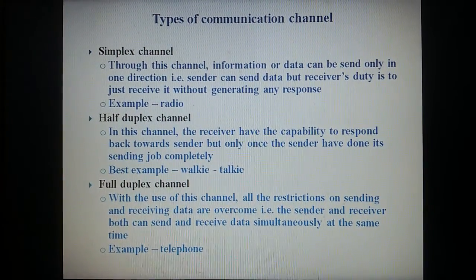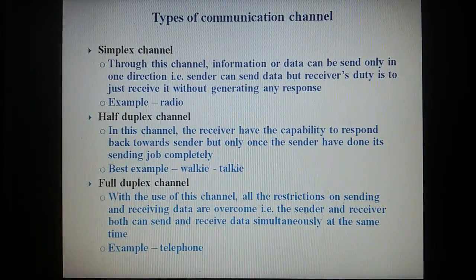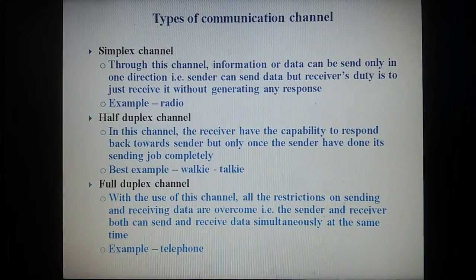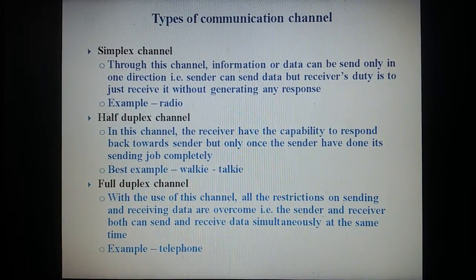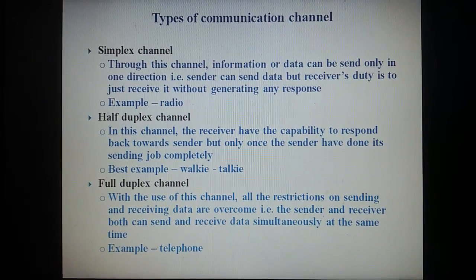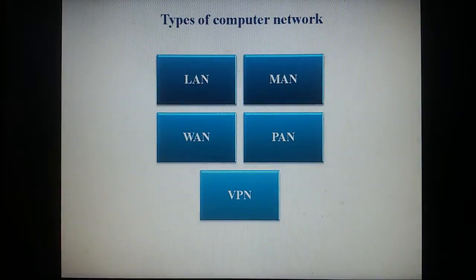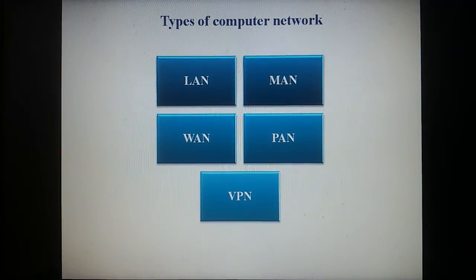Best example, walkie-talkie. Full duplex channel. With the use of this channel, all the restrictions on sending and receiving data are overcome. That is, the sender and receiver both can send and receive data simultaneously at the same time. Example, telephone. There are 5 types of computer networks: LAN, MAN, WAN, PAN and VPN.